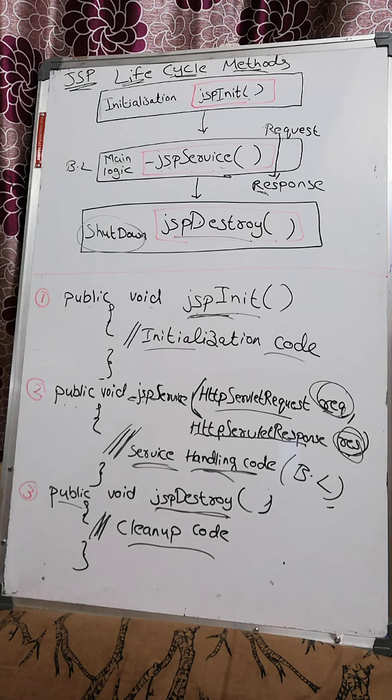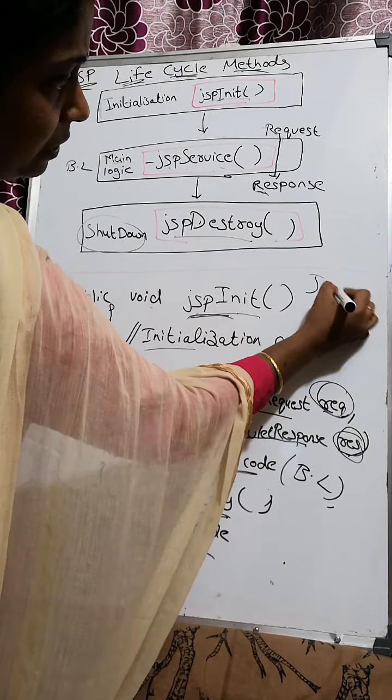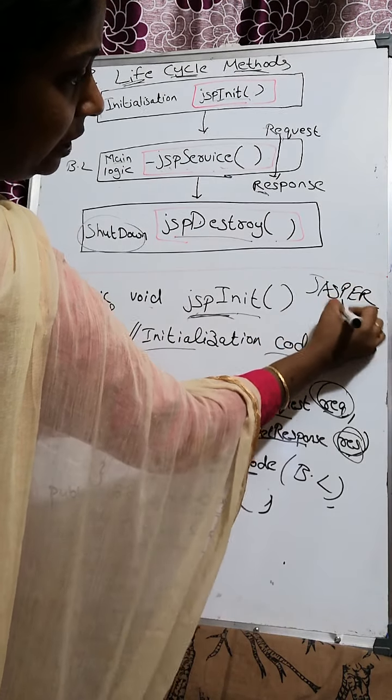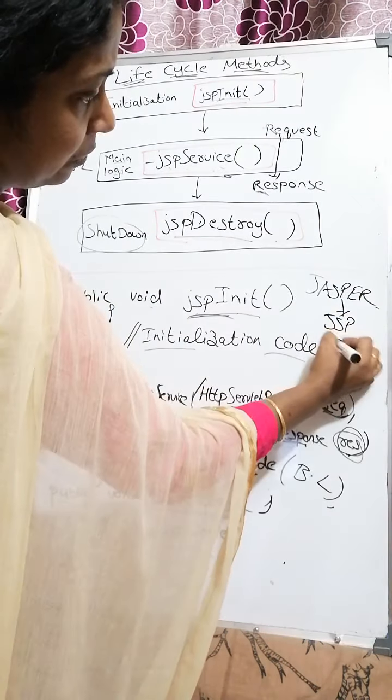And who is going to execute? Very important thing here: who is going to execute these lifecycle methods? Browser, or container, or web application? The container is going to execute. What is the name of the container in Tomcat? The JSP container name is Jasper. Jasper is the JSP container name.